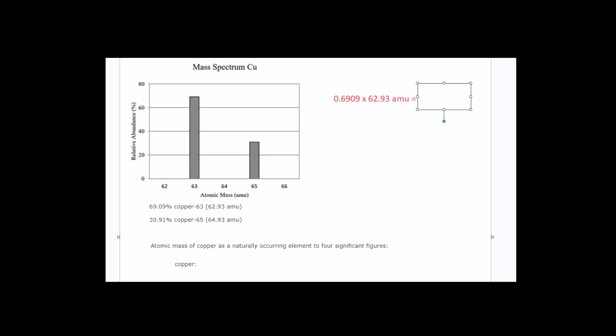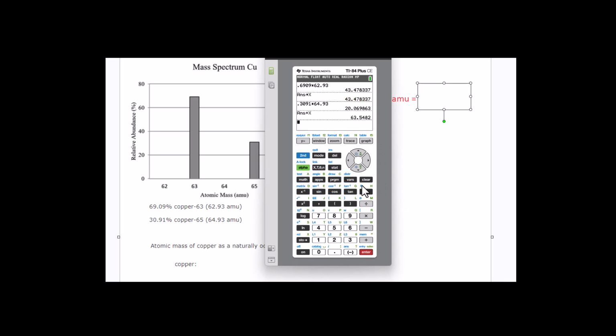Now I'll pull out my calculator. Calculator time. Bingo, here it is. So let's do that calculation. Decimal equivalent of the percentage, 69.09, times its weight. Again, you could round off to 63, but we want an accurate answer. So I'm going to put this down, 62.93. Like I say, you could have just used 63, but we got the calculator. So let's get the exact answer.